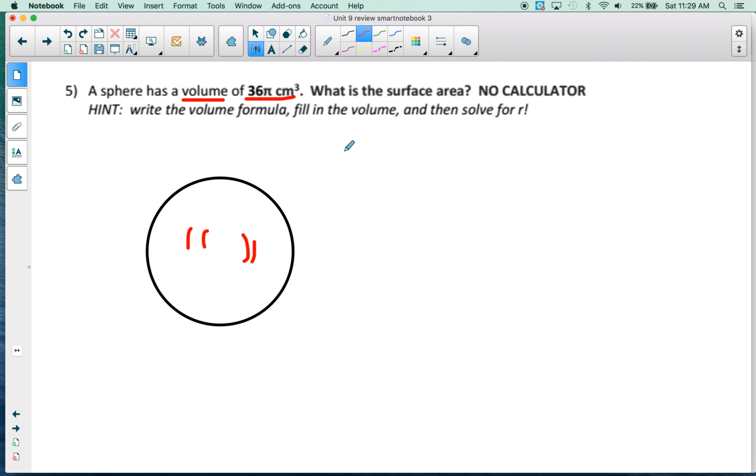So we're going to use the volume formula, which you'll have on the test. This is going to be given to you, 4/3 pi r cubed. And we're going to replace the V with the actual answer. In other words, it's a Jeopardy problem. They gave us the answer, so this is 36. Okay, so what is that going to do for me?